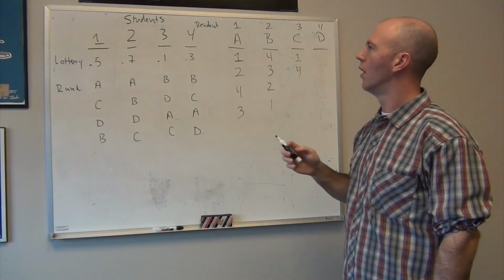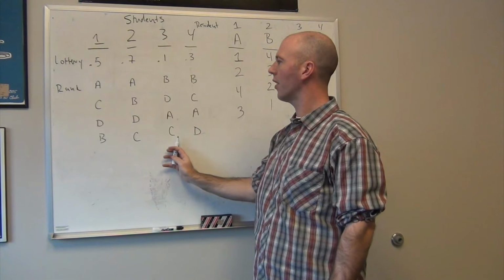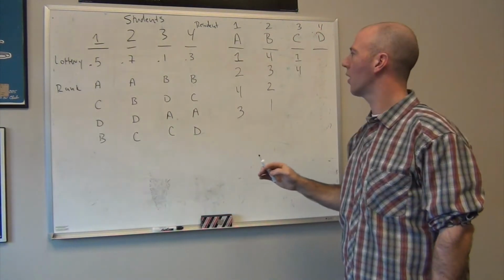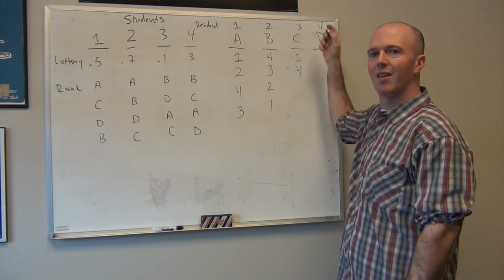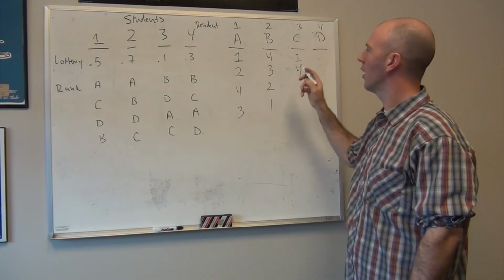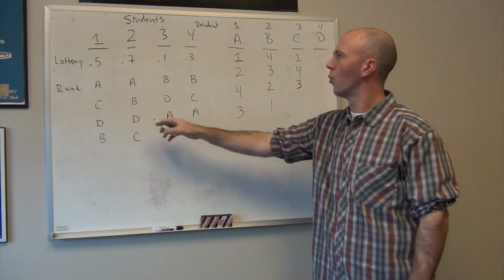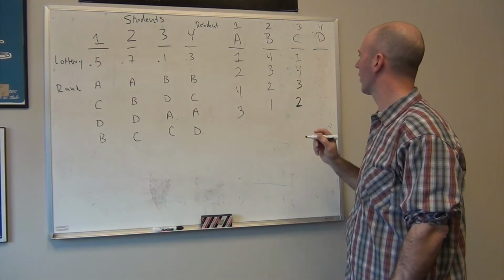Right? Of the remaining 2 students, we look to see who ranks C the highest. Well, they both rank C the same. Our second question is, are either one of these students a neighborhood student? And in this case, 3 is the neighborhood student of C. And so that means 3 is going to have higher priority than 2 will. So 3 is next and 2 is last.